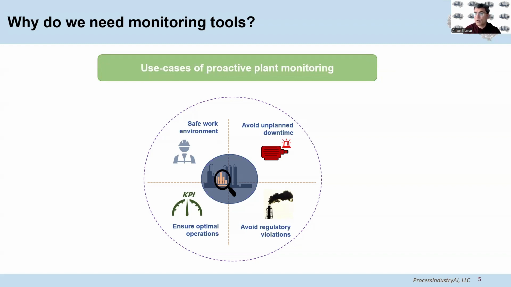It can help you avoid unplanned downtimes due to sudden equipment failures. It can help you keep your plant operations optimal by avoiding significant product quality upsets. Or in general, it can help you timely detect any unexpected deviations in your plant variable values.